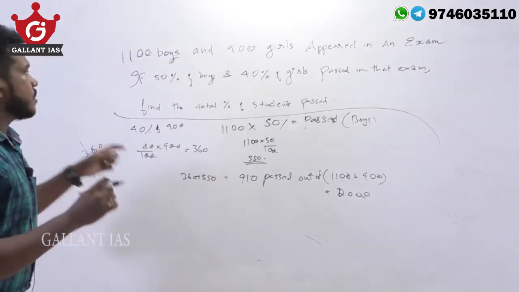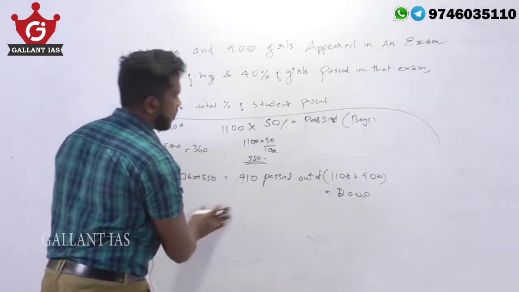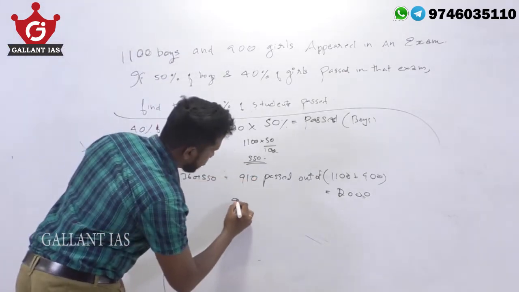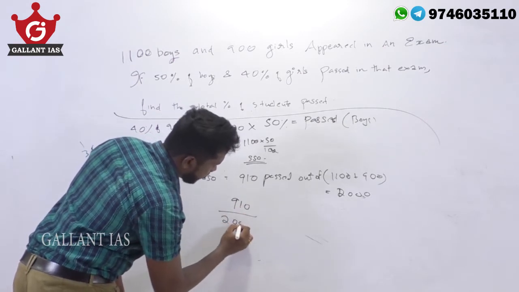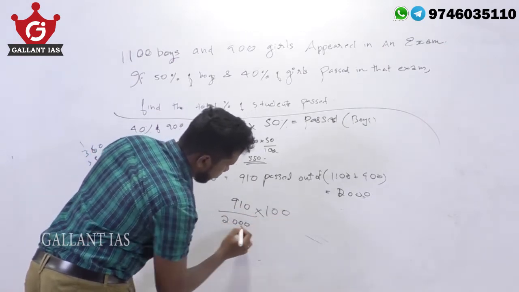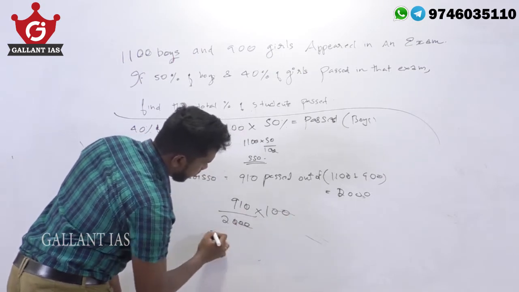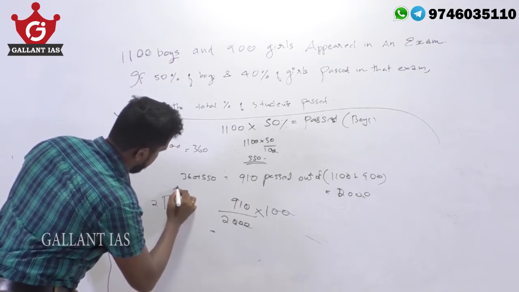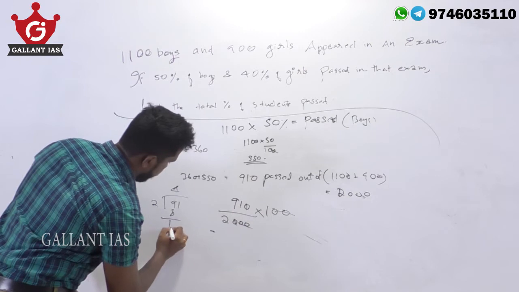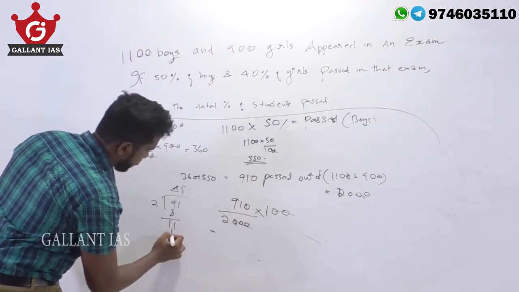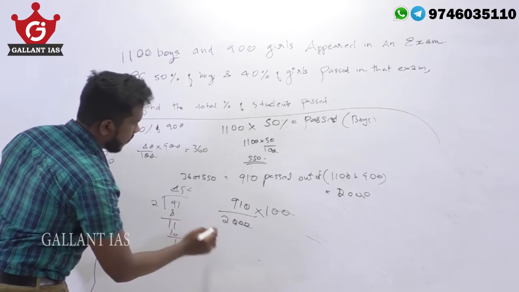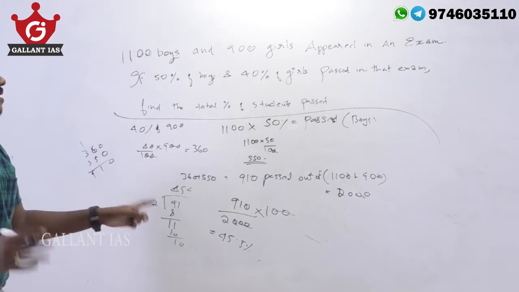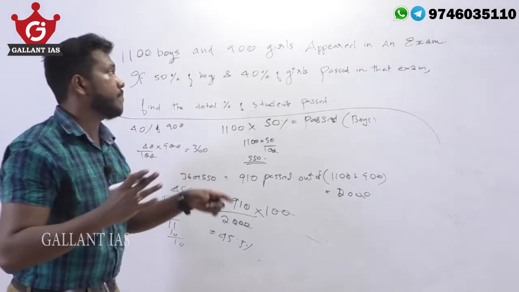So we need to find the percentage of students. So how to find the percentage? That is, we need to find the percentage of 910 out of 2000. That is 910 by 2000 into 100. The zeros got cancelled, that is 91 by 2, 91 divided by 2, which is 45.5%. 45.5% is the total percentage of students who had passed in that exam.